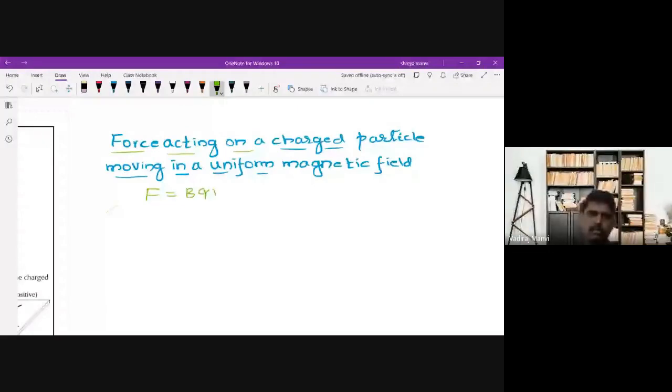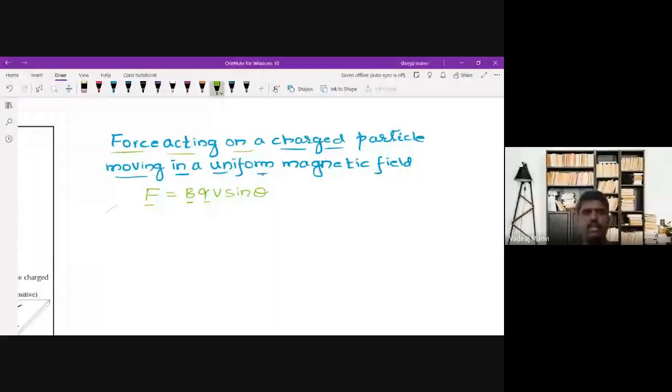Where F is the force, B is the magnetic field. I told you in the last chapter, magnetic field is denoted by letter B. And you know Q is the charge of the charged particle. V is the velocity with which it is moving. And theta is the angle made by the charged particle's velocity with the magnetic field. Okay, let us see how to derive this. Important one for 3 marks from exam point of view.